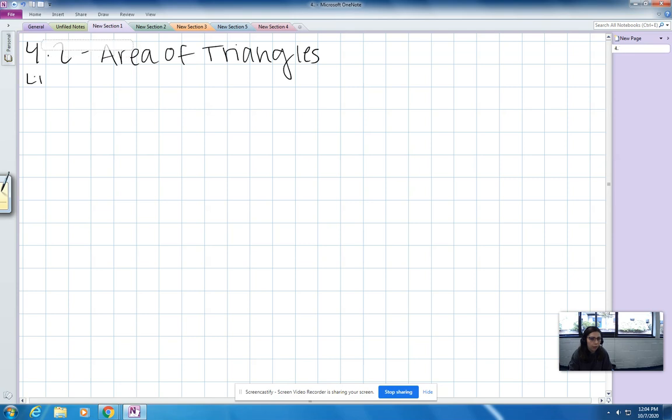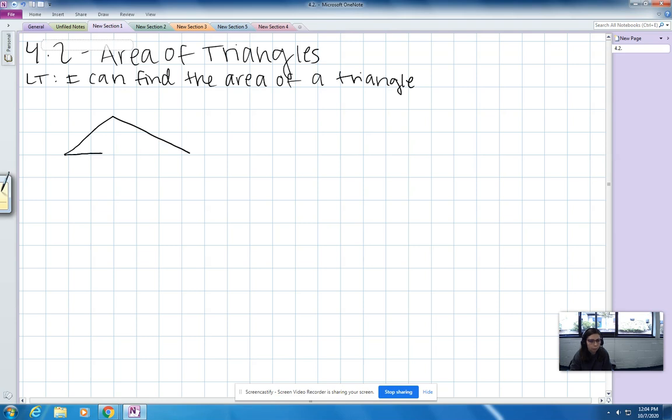And our learning target is I can find the area of a triangle. So just like when you learned how to find the area of a rectangle, there's a formula that we're going to use to find the area of a triangle every time. So we're going to draw a little sample triangle here and talk about the formula before we do some examples. We're going to label that side B, and we're going to draw a line inside here and label it H.